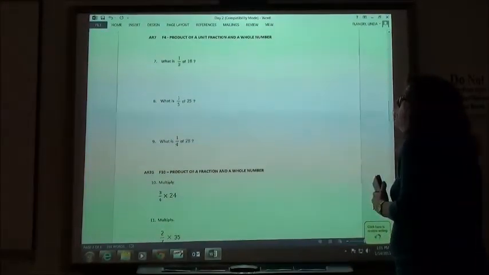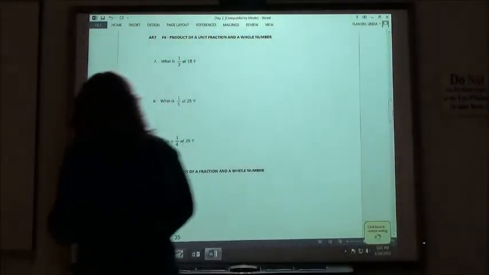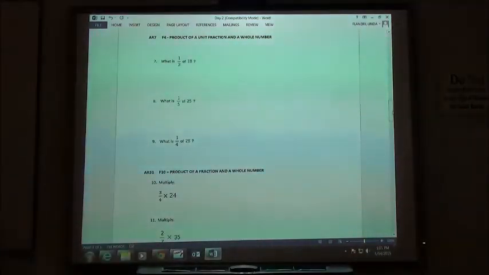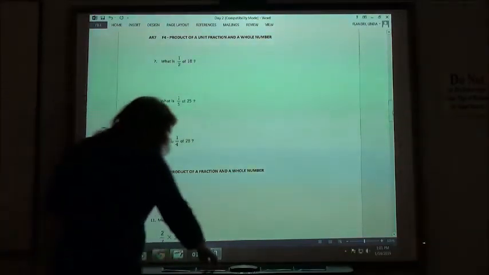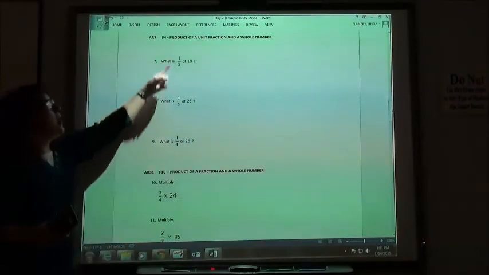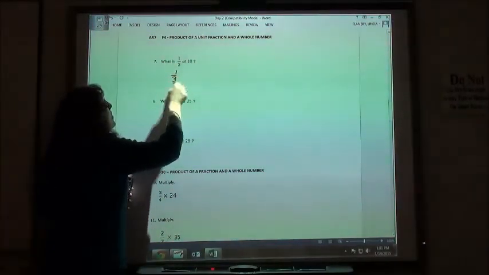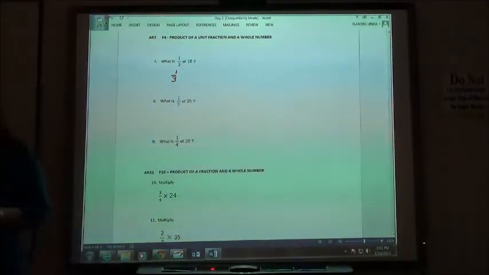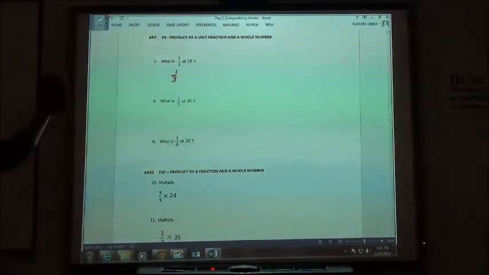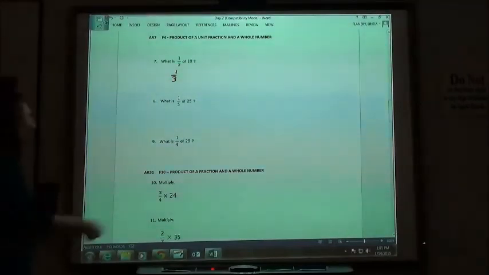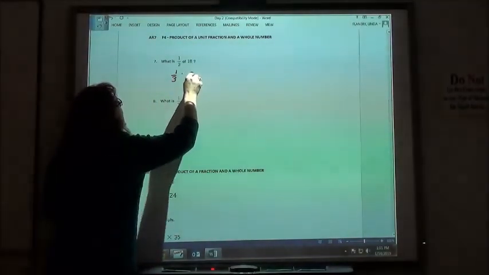Product of a unit fraction and a whole number. A unit fraction is just a fraction that has a numerator of 1. So 1/2, 1/3, 1/5, 1/122, whatever it might be. When I'm multiplying a unit fraction times a whole number, I really end up dividing, because what I'm doing is taking 1/3. By the way, the word "of" in algebra means times. So even though it tells me "of", that's what that means. 1/3 of 18 means 1/3 times 18.